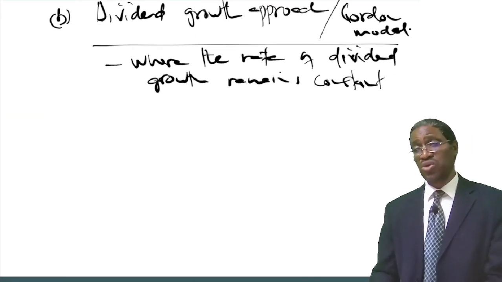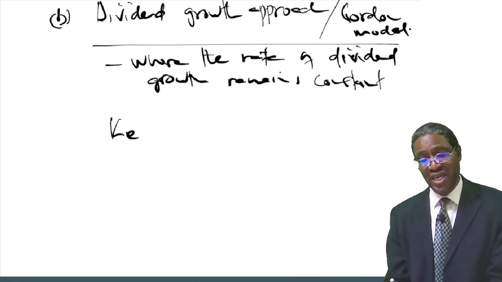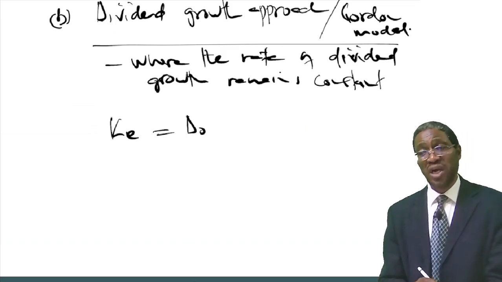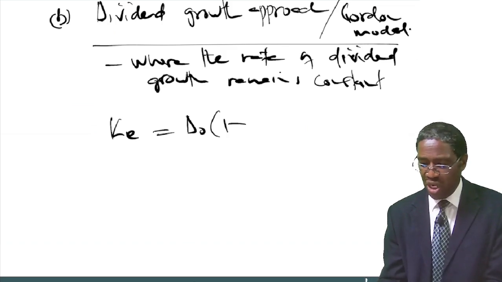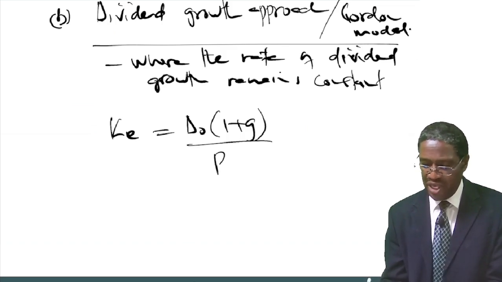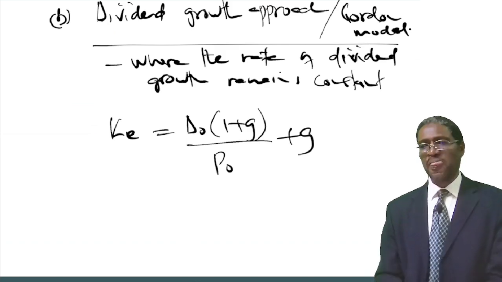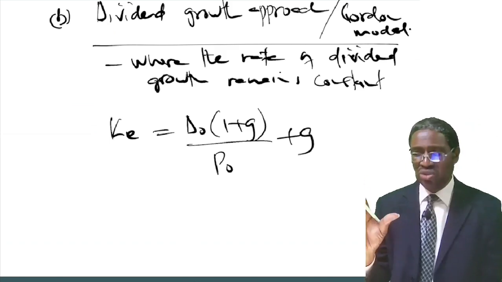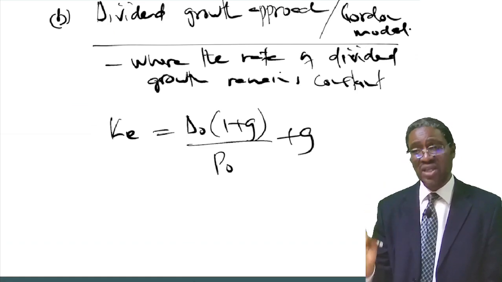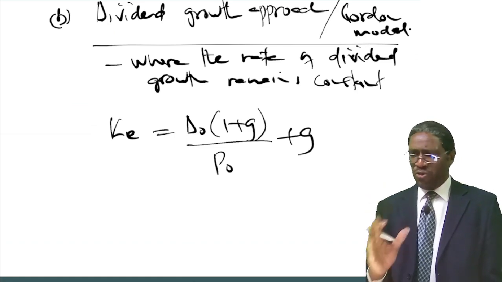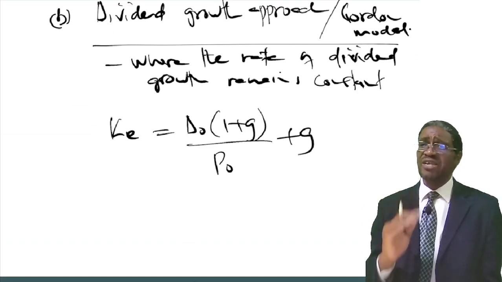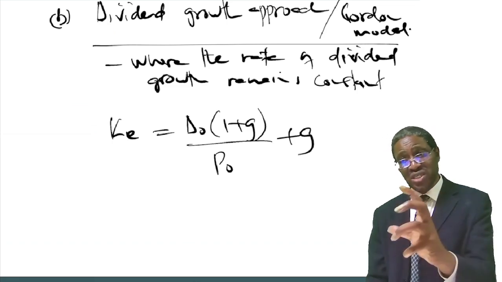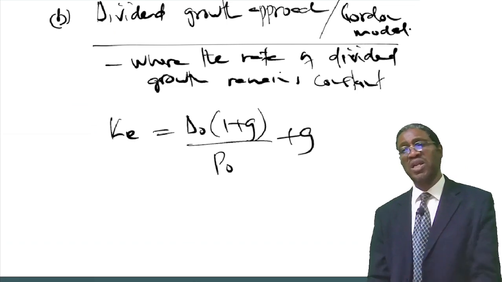To get the cost of capital, which is Ke, it will be D0 into (1 plus g), divided by P0, plus g. This is the formula we shall be using where you are given an indication that there is growth in dividend. Don't forget the first one was just D divided by P0. But now, if there is a growth rate, this is the formula we shall be using.